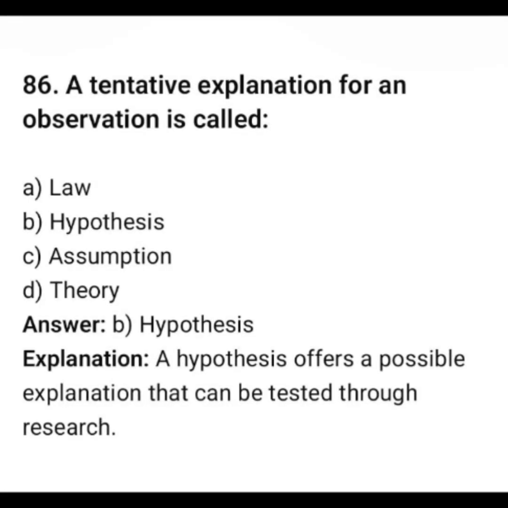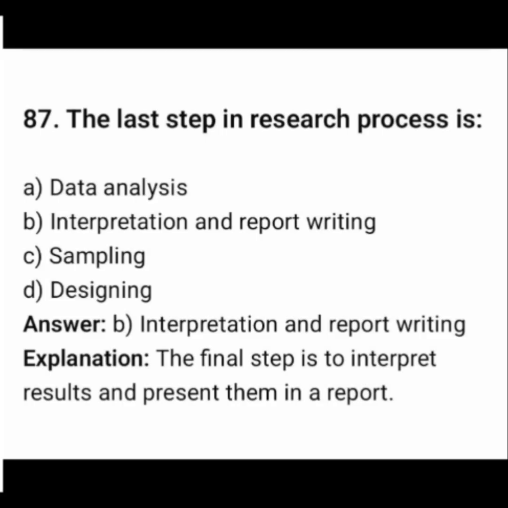The tentative explanation of an observation is called: a hypothesis, assumption, theory. The correct answer is option B, hypothesis. The hypothesis offers a possible explanation that can be tested through research.